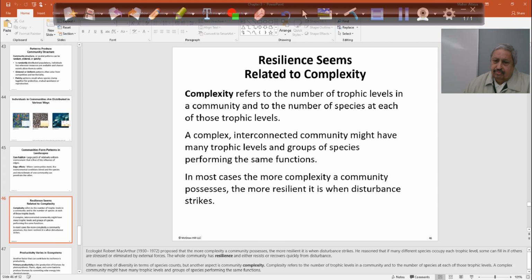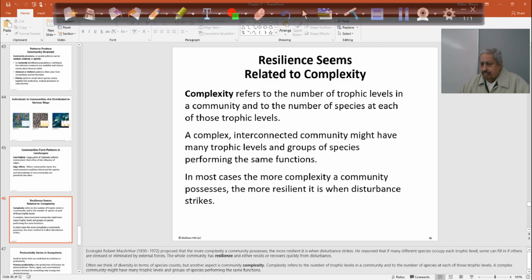Complexity refers to the number of trophic levels in a community and to the number of species at each of those trophic levels. You know, trophic levels, that's the triangle with different types of food chain, correct? All types of food chain. You can see starting with plants and trees and going all the way up the food chain. So a complex interconnected community might have many trophic levels and groups of species performing the same function.